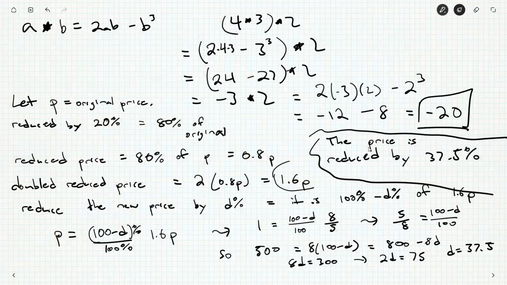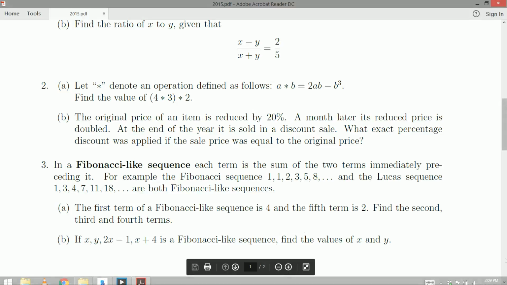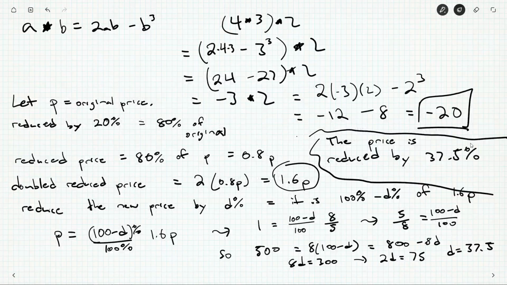This is also the same as saying it's 62.5% of this 1.6P. That's another acceptable way to say it. But the language they used in their question, they said reduced by 20%. So what percentage discount was applied? I say in words, it's reduced by this amount. I don't think there's anything else to say here. We got 37.5%. We've explained it. We sort of just tracked the price as we went along.